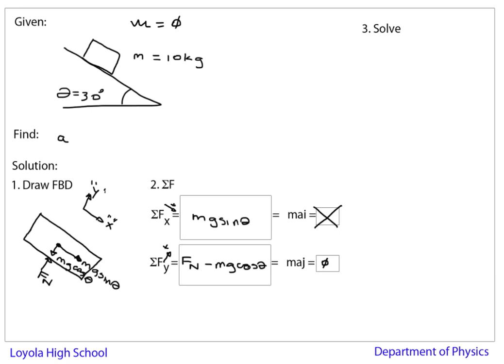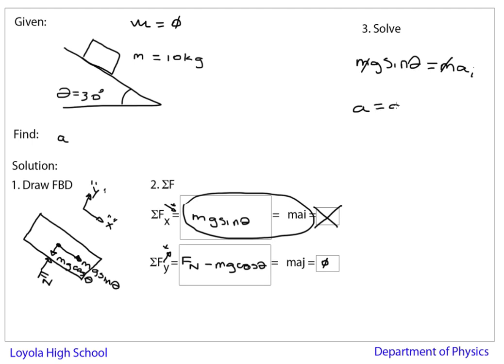So step 3, solve, is to solve for acceleration. So I basically have this equation right here that I've built. And so for the solve part, I can come up here and say mg sine theta equals ma. And you can see here the masses cancel. So my acceleration is g sine theta, which will be equal to 9.8. Remember from the last video that we just put in the magnitude here, okay? Sine of 30 degrees, which I believe is a half. So this is about 4.9 meters per second squared.